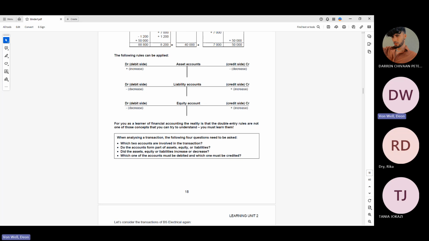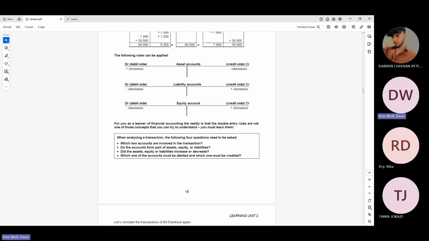Now, when analyzing a transaction, the following four questions need to be asked. Which two accounts are involved in the transaction? And that's where it comes to being able to identify those elements. Do the accounts form part of assets, equity? So you see, it's still part of my identification of assets, equity, or liabilities. Remember, this is chapter 2.